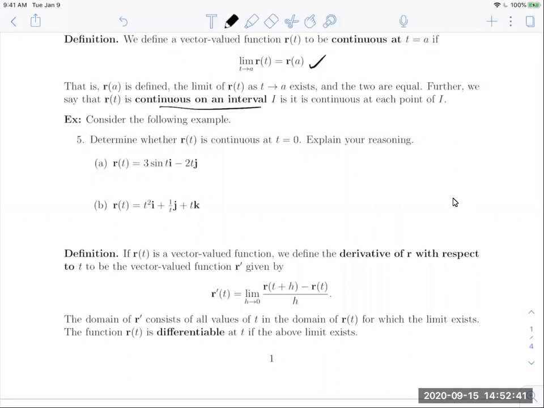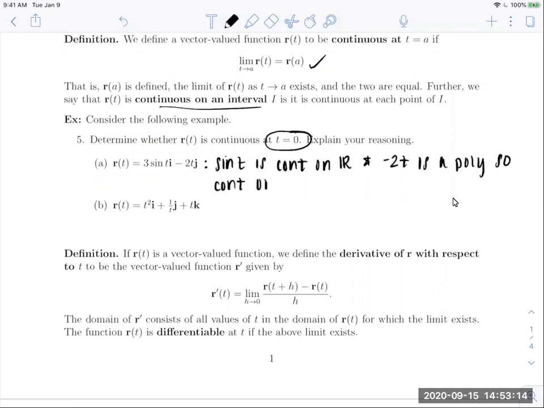So let's take a look at 5. We want to determine whether the function is continuous at 0. So we're only checking at t equals 0, and then explain your reasoning. So let's take a look at part A. We have two types of functions here. So we know that the function sine of t is continuous everywhere, and negative 2t is a polynomial, so it's also continuous everywhere. So in particular, it's also true that these are continuous at t equals 0.